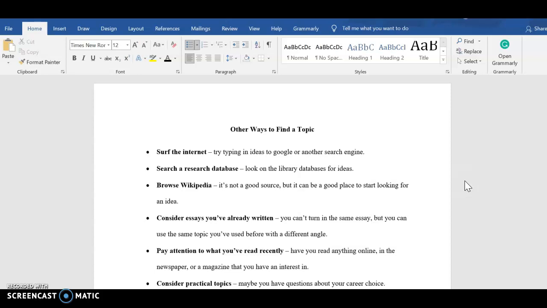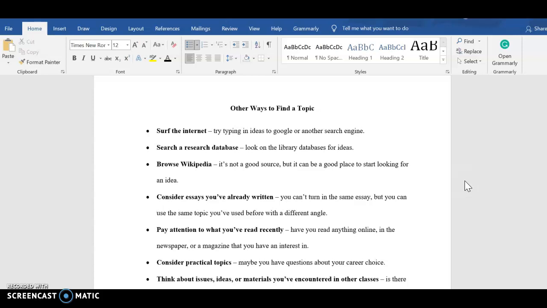You can surf the internet. Try typing in ideas to Google or another search engine. Search a research database. So look at the library databases for ideas. When we take a look at these later in the course, we'll be looking at many different databases. Sometimes they're very specific and can help you find different topic ideas, or sometimes they're rather broad where you can search.